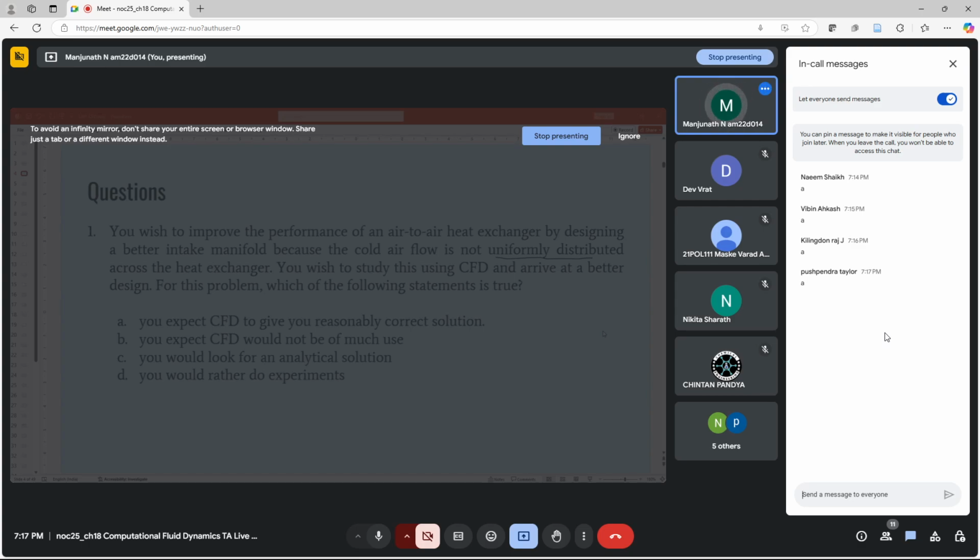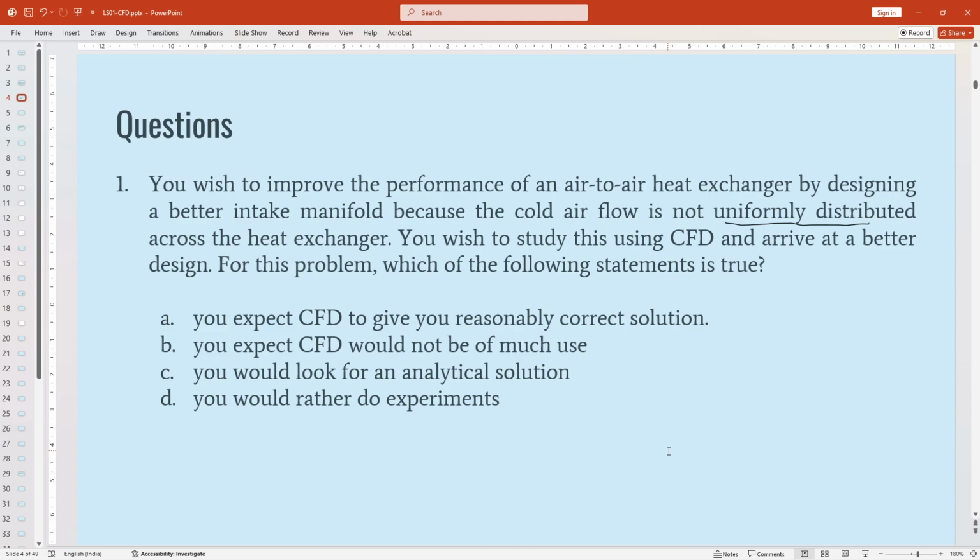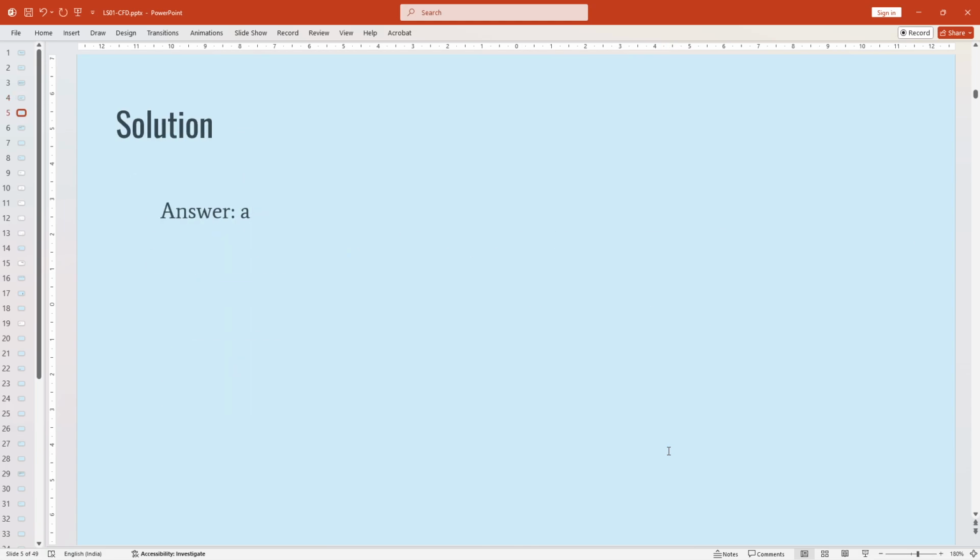And also, as you know, the exam for this course is online, so you can mostly expect multiple choice questions, which will often be confusing. So it is better to clear the concepts through these interactive sessions. All people have responded with option A. So let's see what the solution is. The solution is answer A.